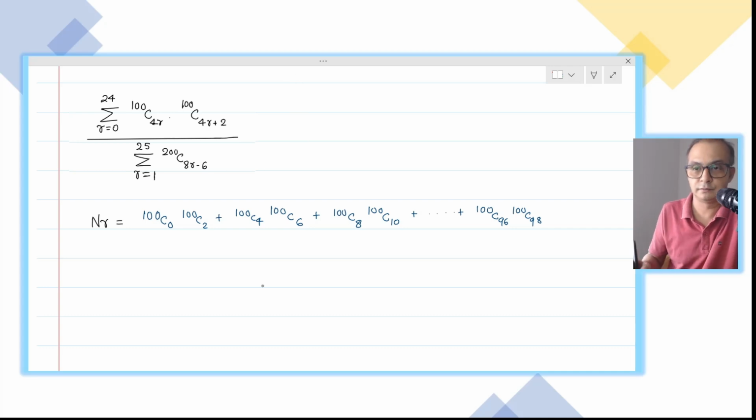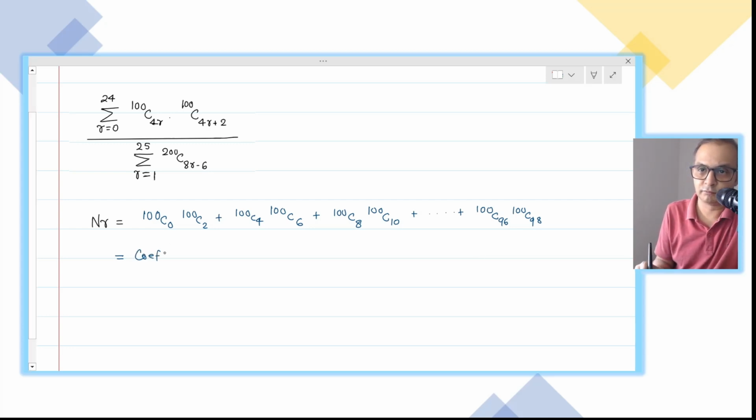So then what do we do? We have to observe it very carefully. How can we observe it? Let's think in this way. Can I say it is equivalent to finding the numerator as the coefficient of x to the power 0 in the expansion of what? In the expansion of, I'm saying this 100 is 0, so I can say it's (1 plus x) to the power 100 by x to the power 0 into (1 plus x) to the power 100 by x square.